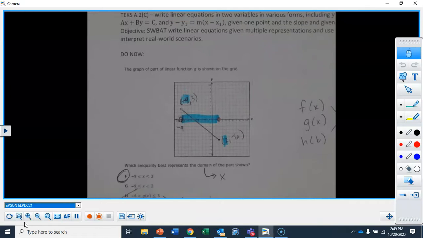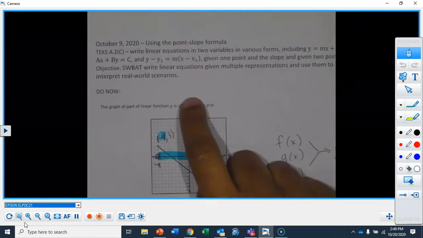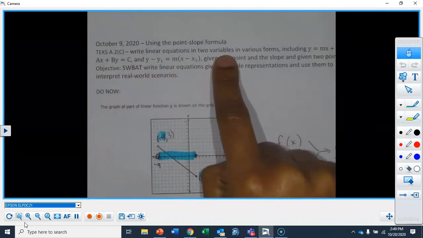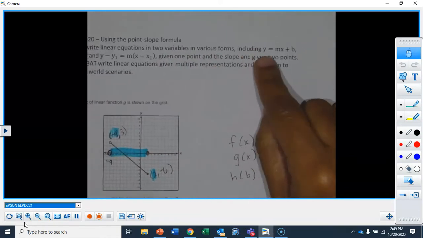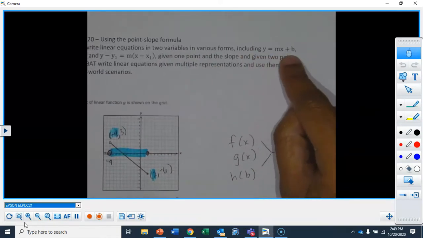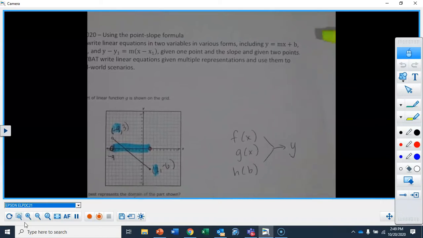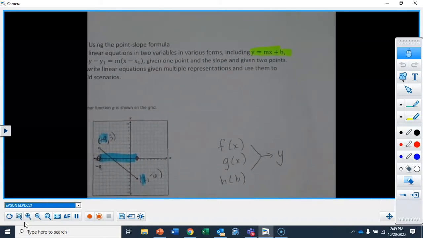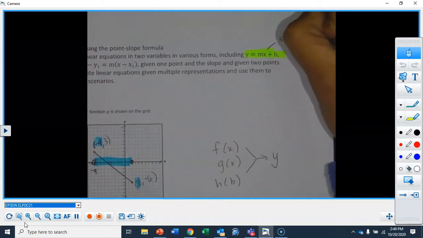So the objective for October the 9th, I'm just going to read this real quick, says you have to be able to write linear equations in 2 variables in various forms. So you have to be able to put it in this form, which is what? Slope-intercept. Let me get a highlighter. So if you have y is equal to mx plus b, this one is in slope-intercept. So can you put a linear equation in slope-intercept form?